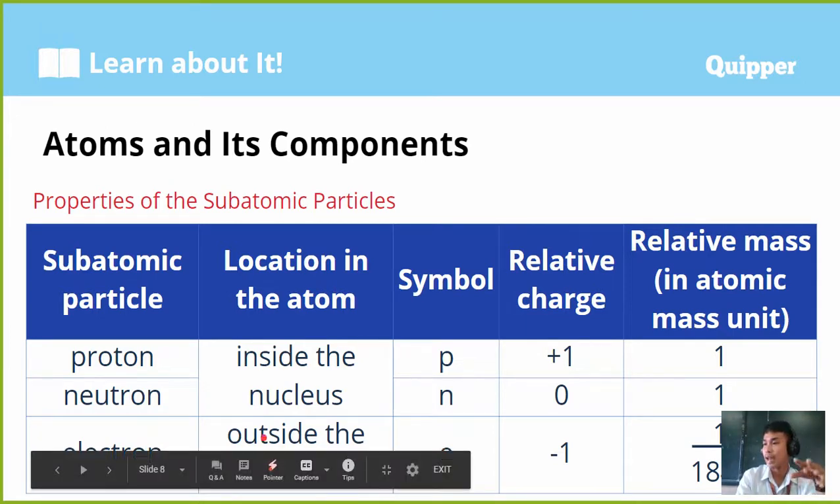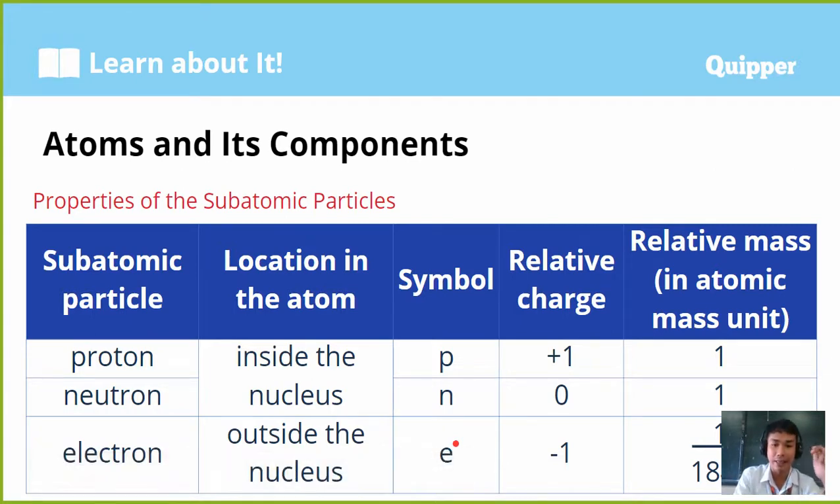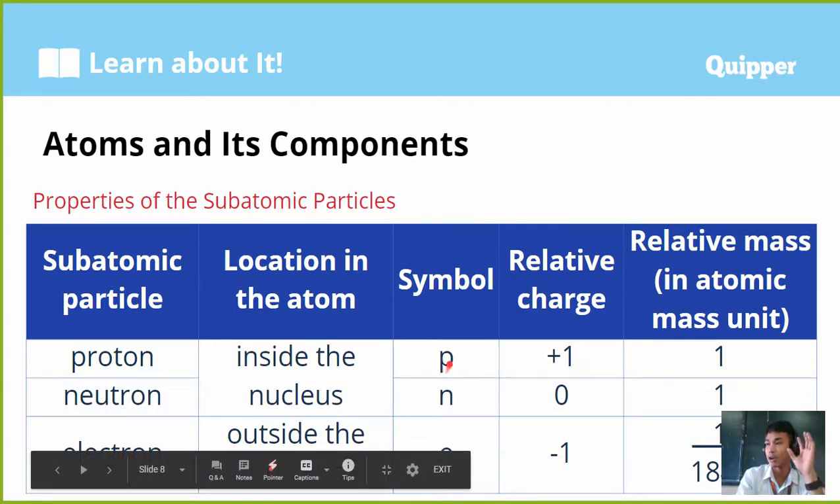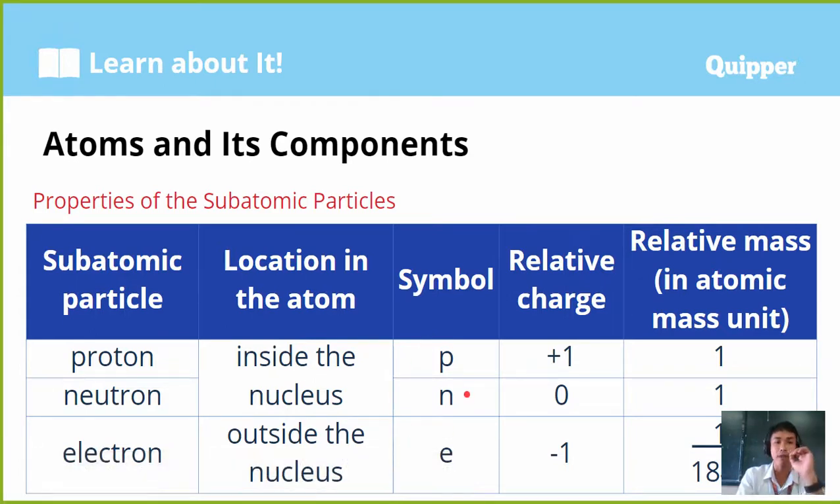Okay, so for electrons, they use the symbol e. Same thing with other subatomic particles, sometimes they put a negative sign on the upper right of the letter e. But here, these are the basic symbols that you can use whenever you are referring to subatomic particles. For the relative charges of these three: positive 1 for proton, negative 1 for electron, and 0 for neutron.